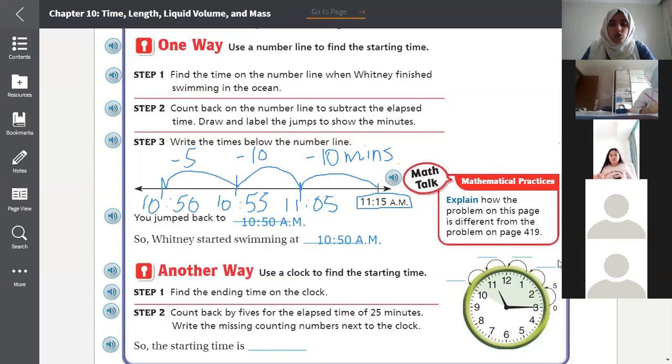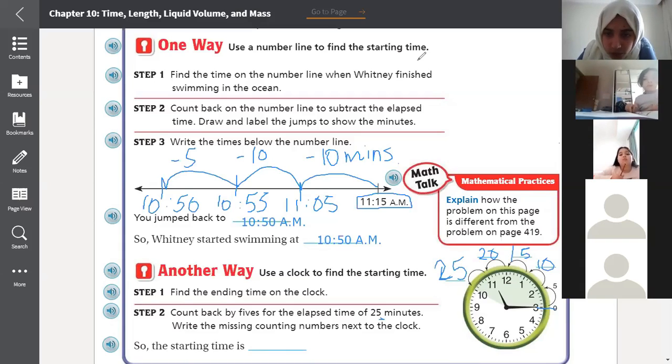So we're going to use a clock this time to count backwards. We're starting with 0 minutes at 11:15 because the activity is ending at 11:15, and we're going to go backwards. We're only going to count till 20 by tens and then 5 for the ones. So 5 minutes and then 10, 15, 20, and because we have 5 in the ones place, I'm going to count again by 5, so 25.